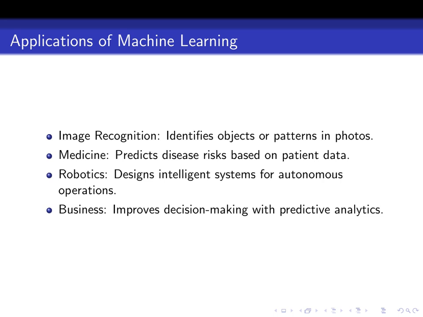Machine learning has countless applications across industries. Image recognition identifies objects or patterns in photographs and videos. In medicine, it predicts disease risks or diagnoses from patient data. Robotics uses machine learning to enable intelligent, autonomous operations. Businesses apply predictive analytics to improve decision-making and strategies.